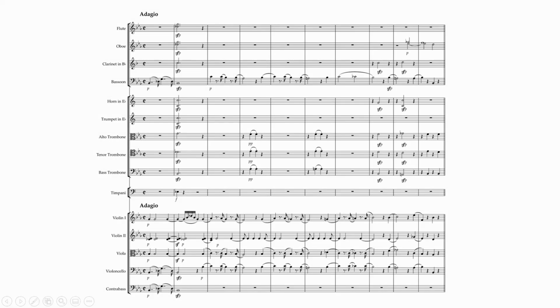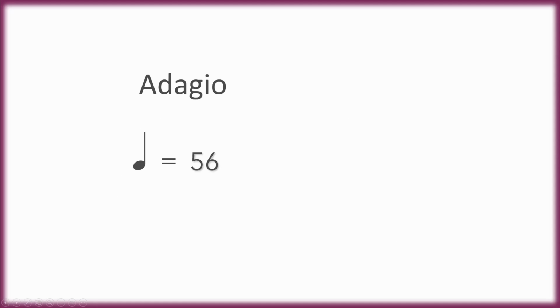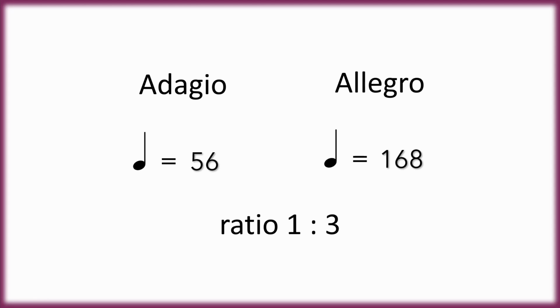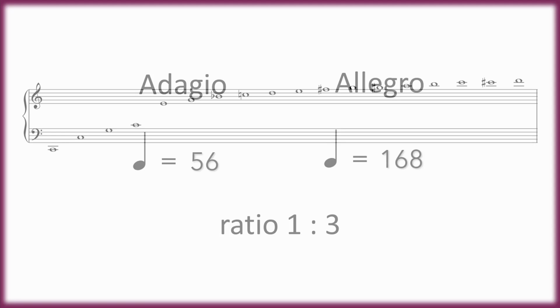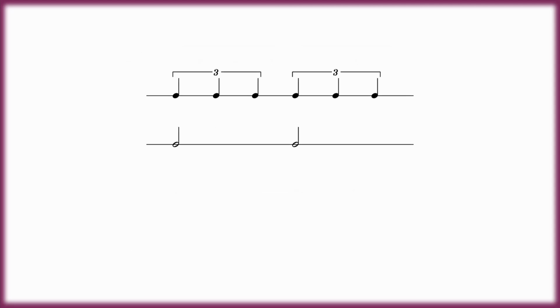Here we take the slow introduction, the adagio, at 56 beats per minute, and then the allegro section at 168 beats per minute, which sounds fairly typical of performances of this piece. Looking closely at these tempi, we find their ratio to be 1 to 3. 1 to 3, as we've seen, is the ratio of a compound perfect fifth in the domain of pitch, and of the half note, or minim, to the triplet quarter note in rhythm.